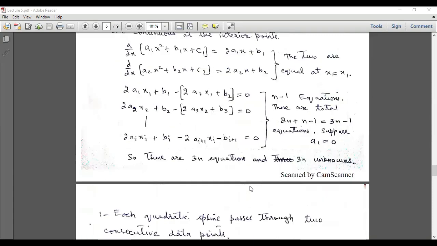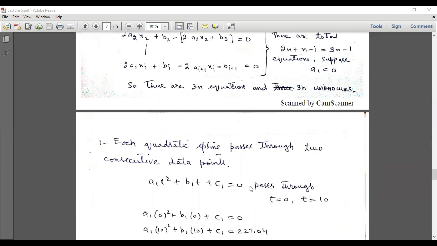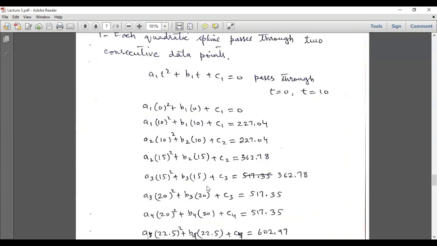So we have to build up these 15 simultaneous equations in matrix form, and then we can use the MATLAB command to solve and evaluate all the 15 unknowns. Each quadratic spline passes through 2 consecutive data points. So now we are moving towards our given problem.